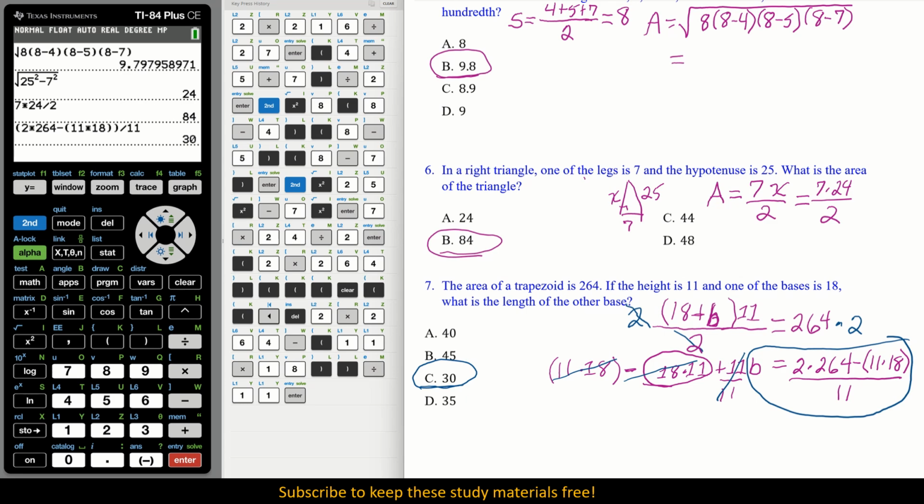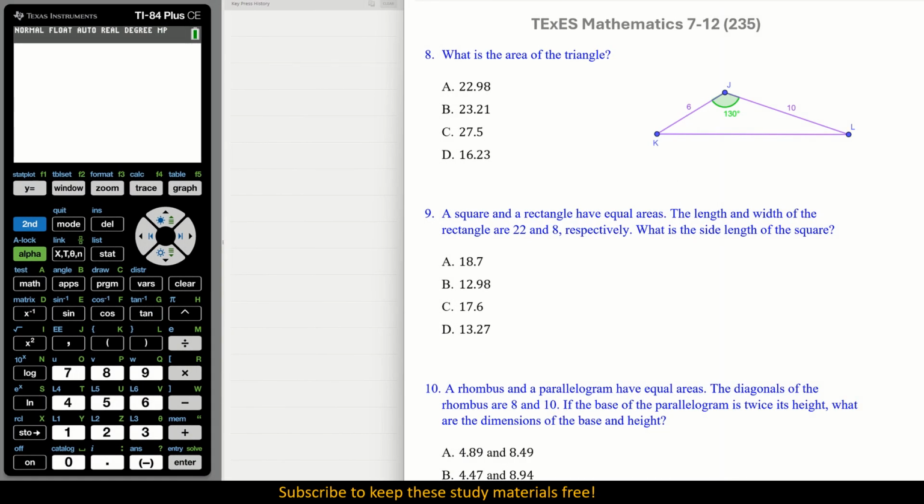Okay. So let's go to number 8. Number 8. What is the area of the triangle? For this triangle, we have a side angle side situation. So that's not tough. We'll just use the laws of sine to solve this. So that means we have 6 times 10, the two sides, divided by 2. Then we have the sine of 130.